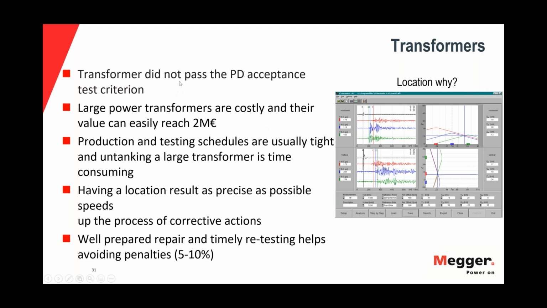This is for a transformer which did not pass the PD acceptance criteria. Large transformers are very expensive. Production and testing schedules are usually tight, and undertaking a large transformer is time consuming. So having a location result that is as precise as possible speeds up the process of corrective action.